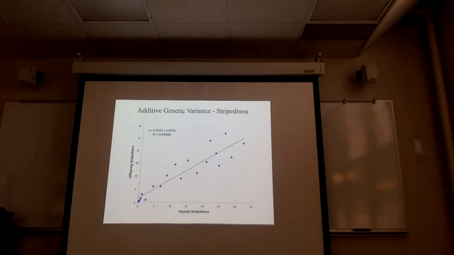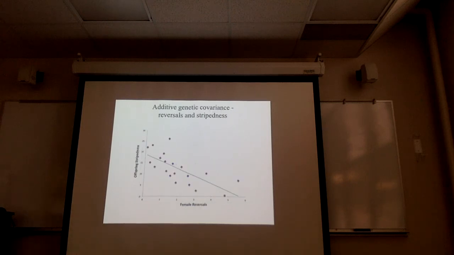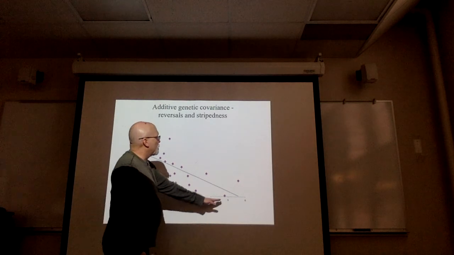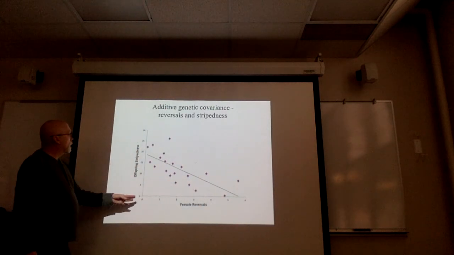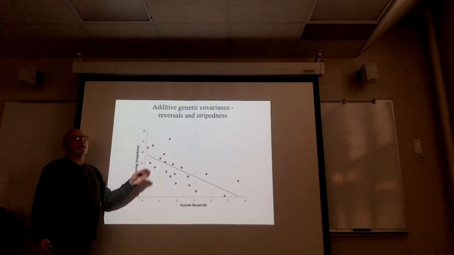What is this? So it's a genetic variance or a genetic covariance? Genetic variance, good. This is genetic covariance, and this is the genetic covariance that he observed, where individuals that tend to reverse themselves tend to be more checkered, individuals that don't reverse themselves tend to be more stripy.